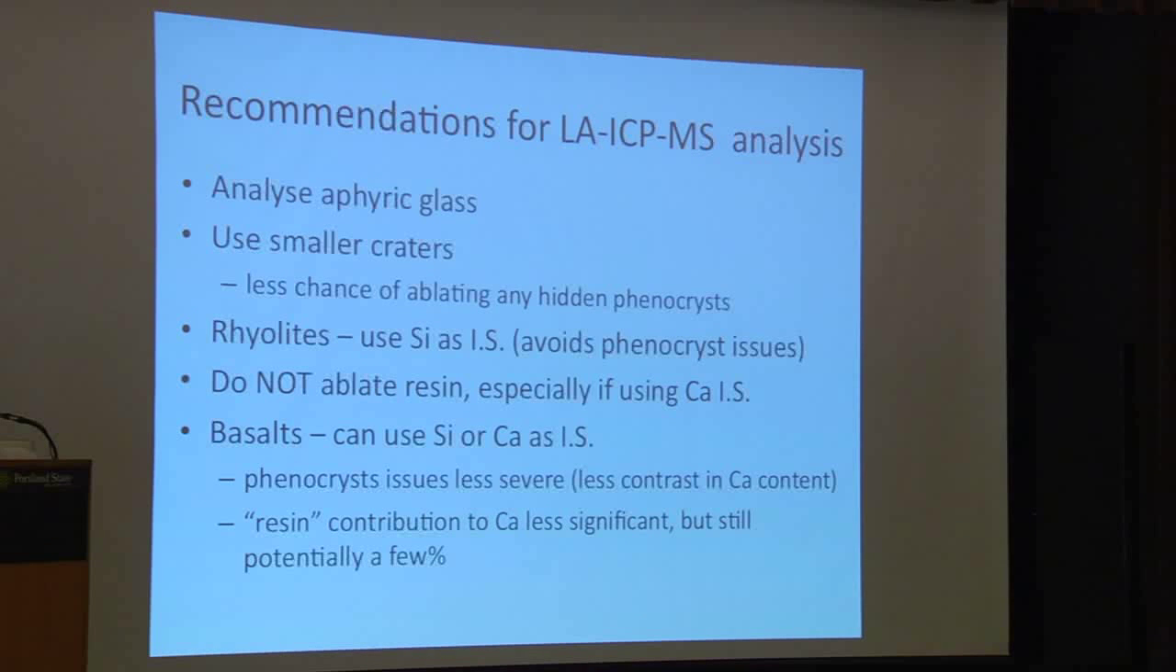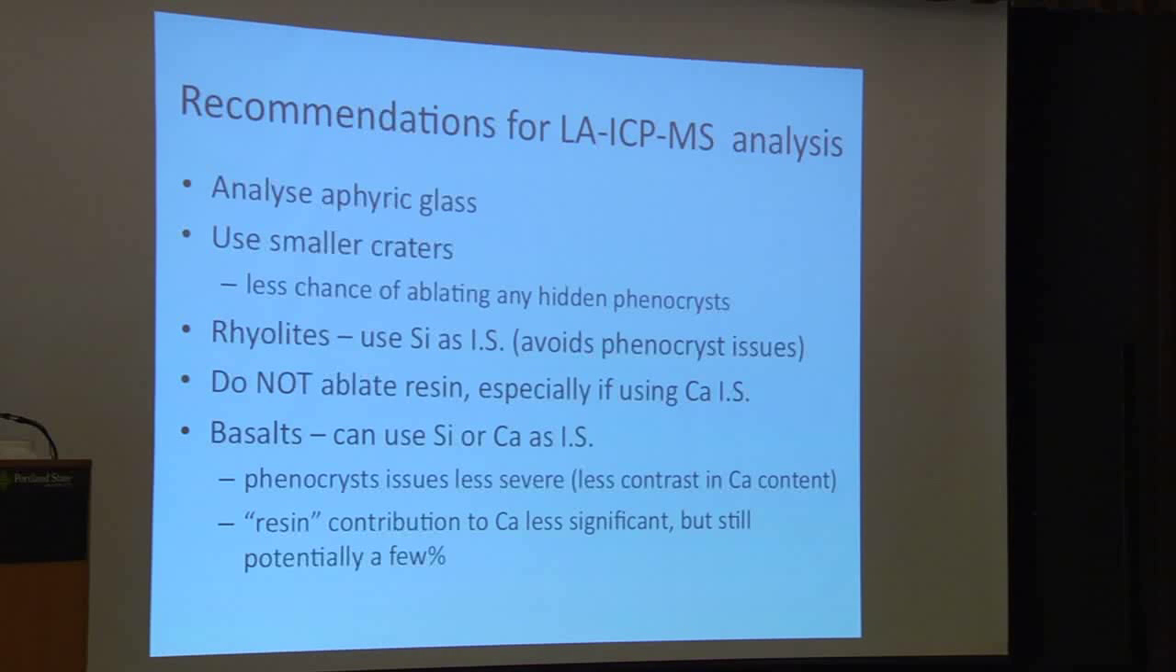In terms of what people might do, please try and analyse tephric glass. Use the smaller craters rather than bigger craters because you'll miss the phenocrysts that are in there. If you're analysing rhyolites, use silicon as an internal standard, and that gets over this phenocryst issue. If you do hit them, they don't have as big an impact and you can spot them more easily. And don't ablate resin, particularly if you want to use calcium as an internal standard.